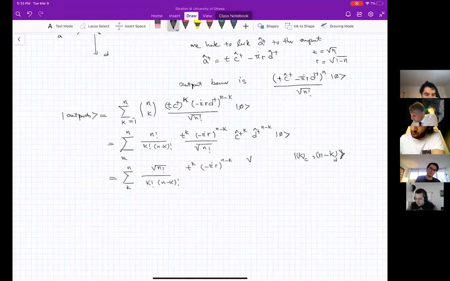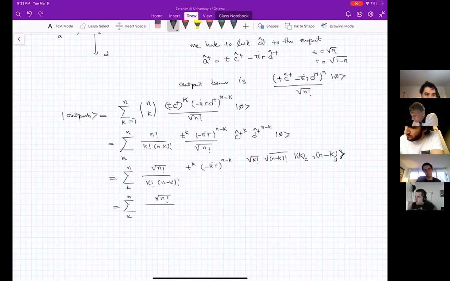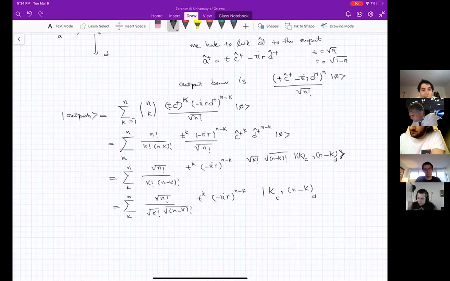And then from each one, you will have square root of k factorial, and from the other one, you have square root of n minus k factorial. Then doing the summation over k until n, you will get square root of n factorial divided by square root of k factorial, square root of n minus k factorial. And finally, t power of k, minus i r power of n minus k. And then you have k photons in the mode of C and n minus k in the mode of D.